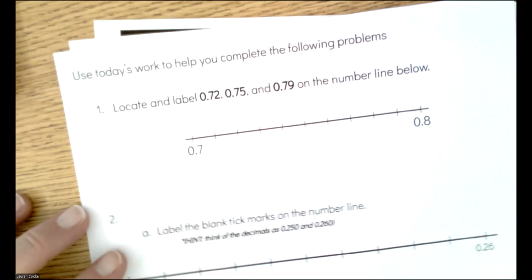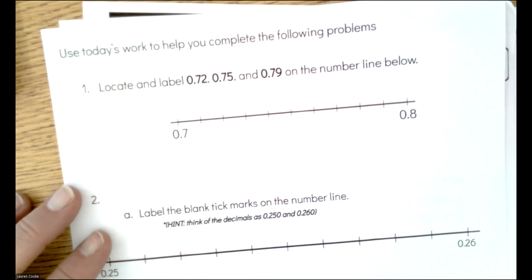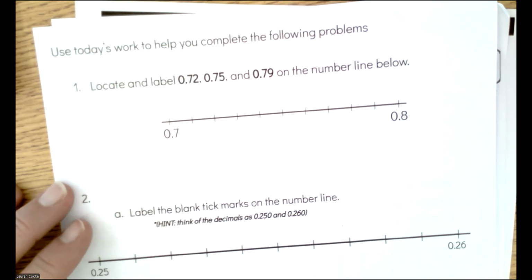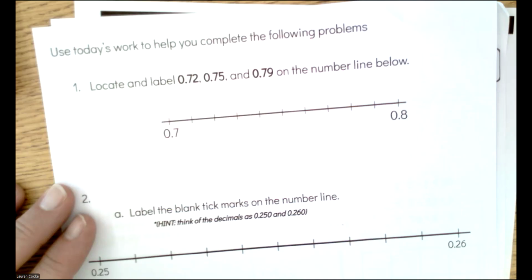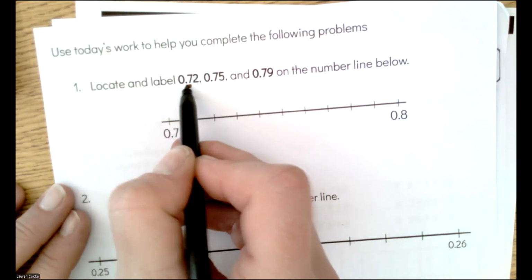Okay, so I want to locate 7200ths, 7500ths, and 7900ths on the number line below. So I'm just going to look at each decimal as a series of its points. I want to see 7/10.